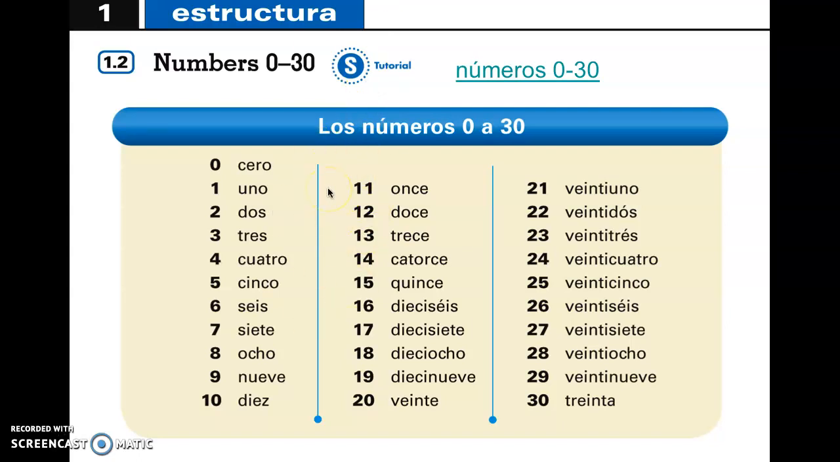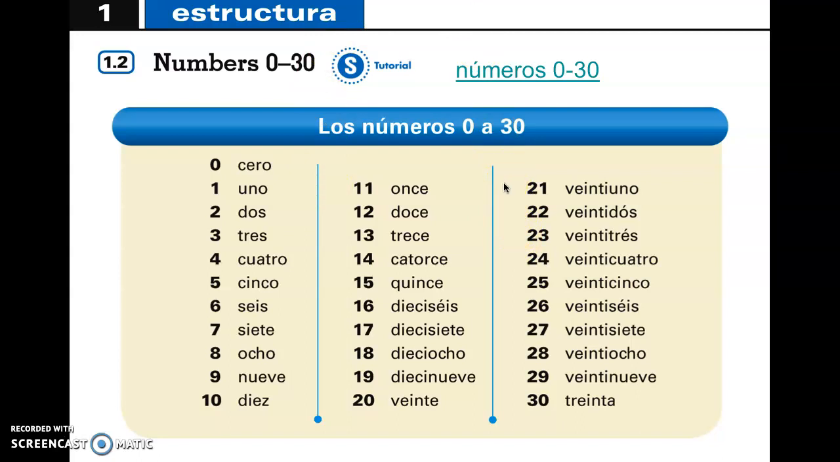Let's repeat this column. 11, 12, 13, 14, 15, 16, 17, 18, 19, 20. Very good.